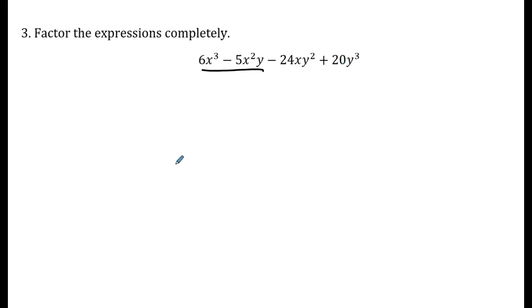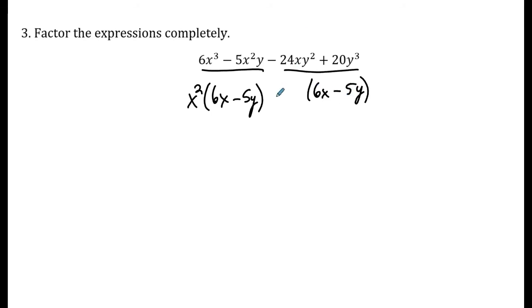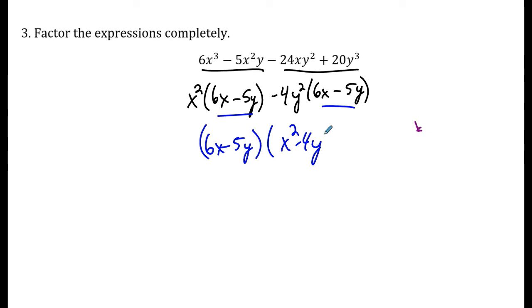So I'll group the first 2 terms. What can I take out? Just an x squared. I'm left with 6x minus 5y. So I somehow need to end up with 6x minus 5y over here. So what can I GCF out from this second group here? Well, it looks like I'm going to need a -4 times, and it looks like I'm taking out a y squared as well. So my common factor now is 6x minus 5y. And that leaves me with x squared minus 4y squared.